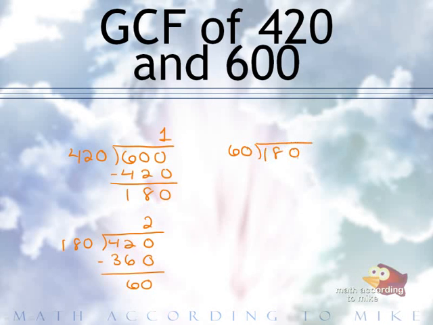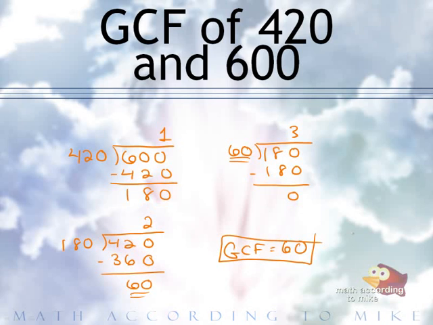So we're going to take 60, the previous remainder, and divide it into 180, the previous divisor. Notice this goes evenly with a remainder of 0. Your last non-zero remainder, or you can also say your last divisor, because they're both 60, is your GCF. Anytime you hear the word algorithm, that just means there's a step approach.